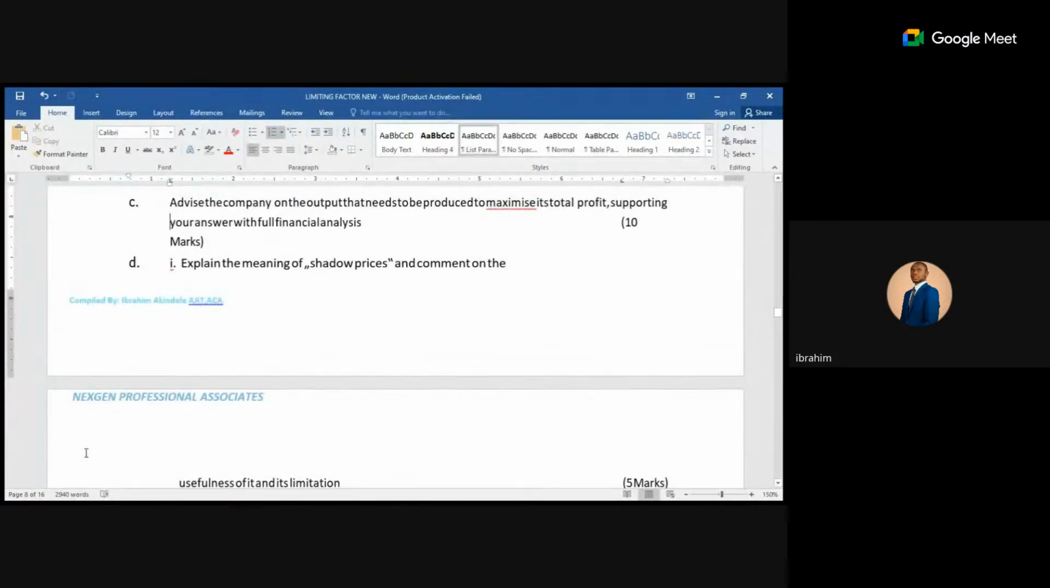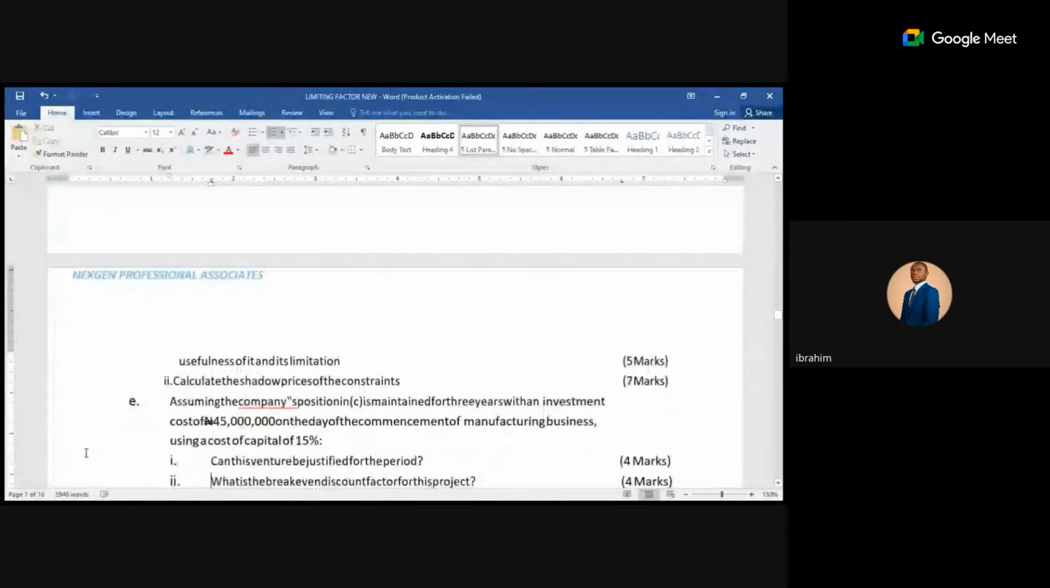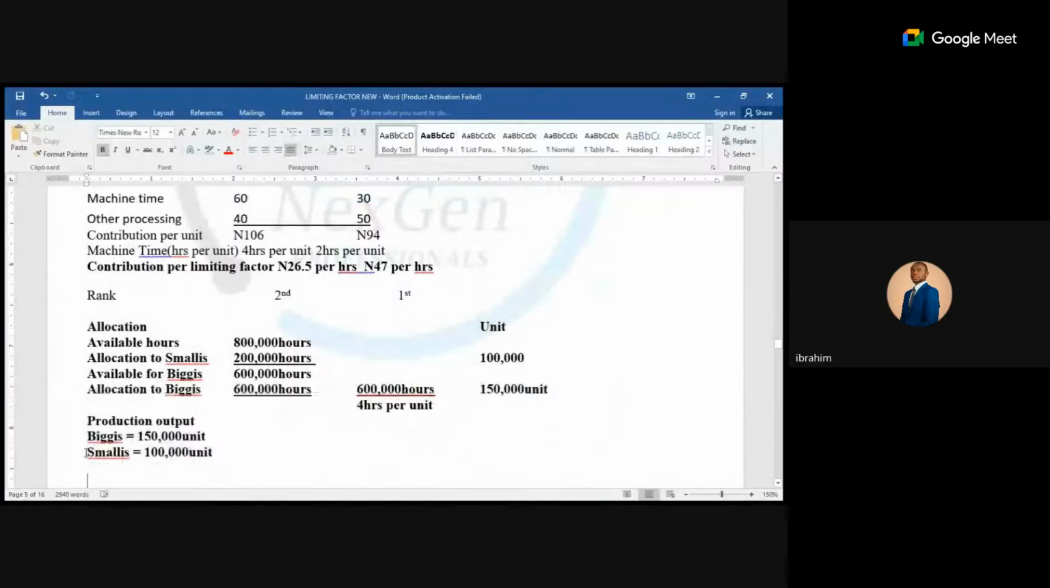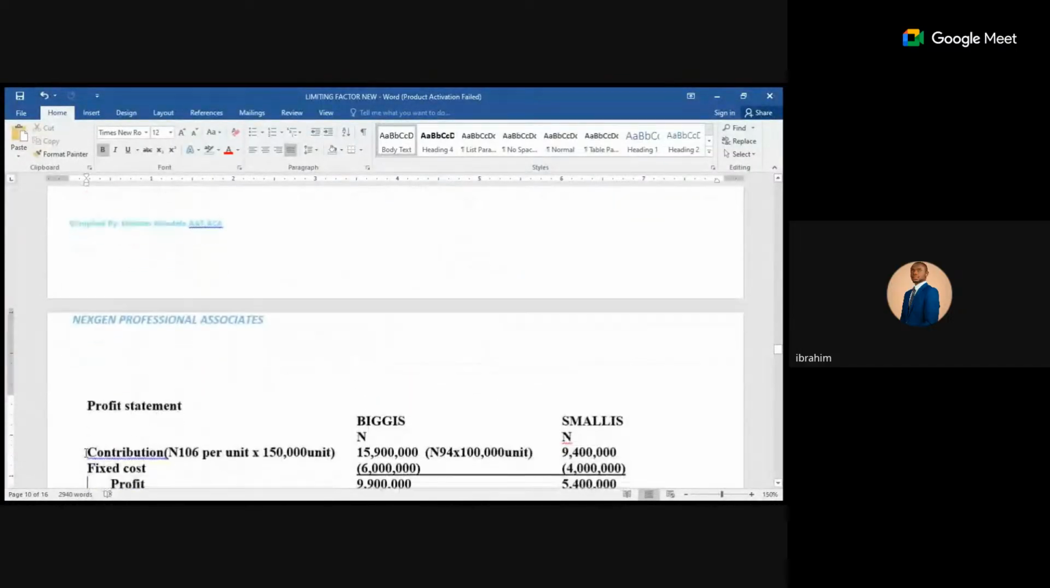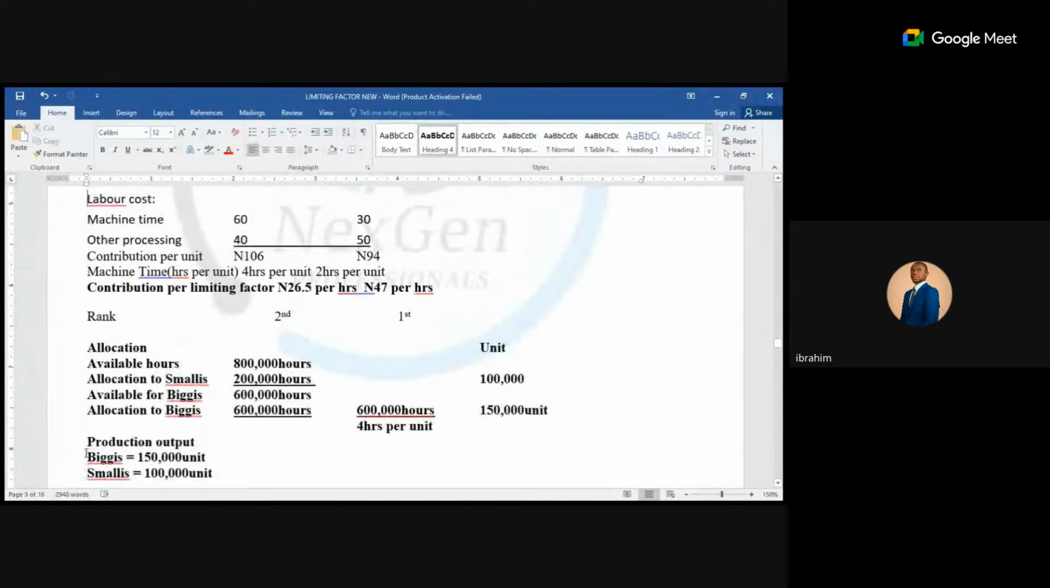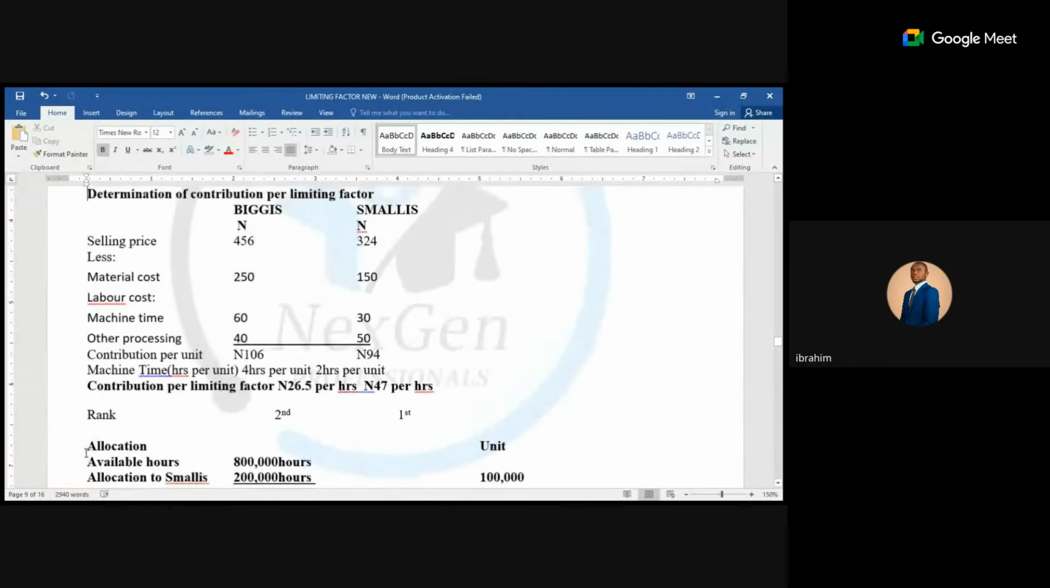If you have a question, you can unmute your mic before we move to shadow price quickly. I don't think you should have a question though, because it is still what we've been doing under limiting factor. If you have a question based on this C part, that means you've not been going back to the lecture and recording.